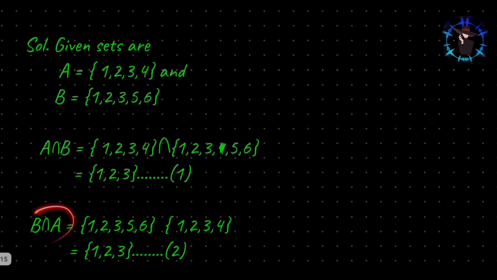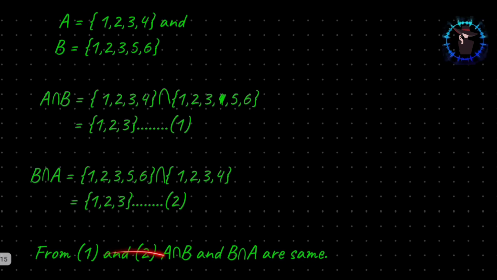Now B intersecting A. So what we got? 1, we got 1 common. We got 2, we got 2 common. We got 3 and 3 common. Then we take 3. So let's consider this as equation 1 and this as equation 2. So what can we observe? A intersection B and B intersection A are same, right? From 1 and 2, we see that they both are same.